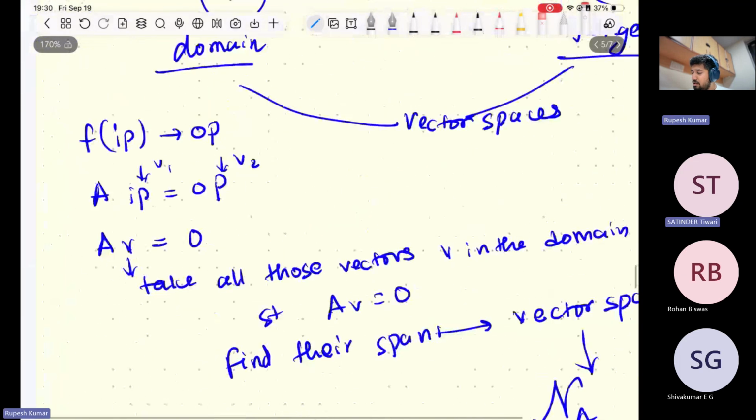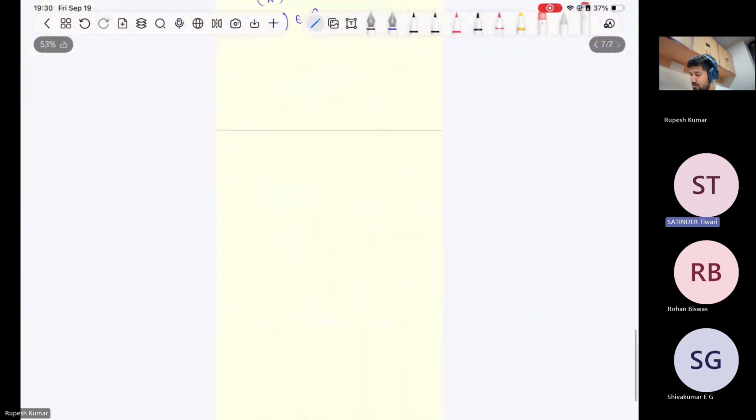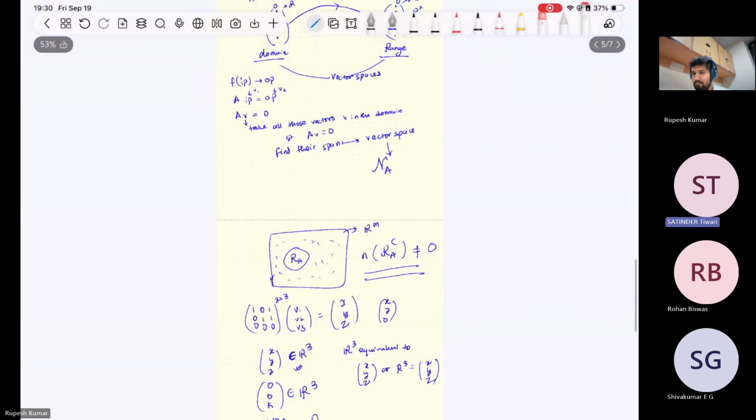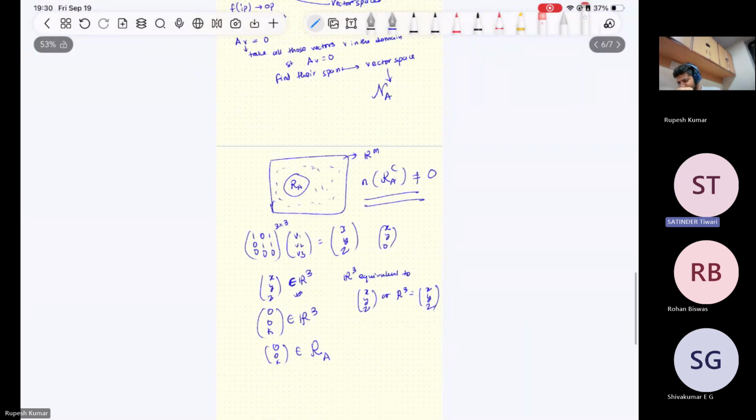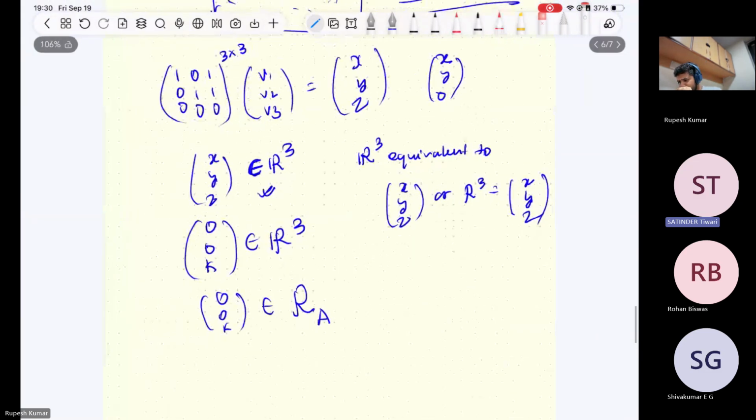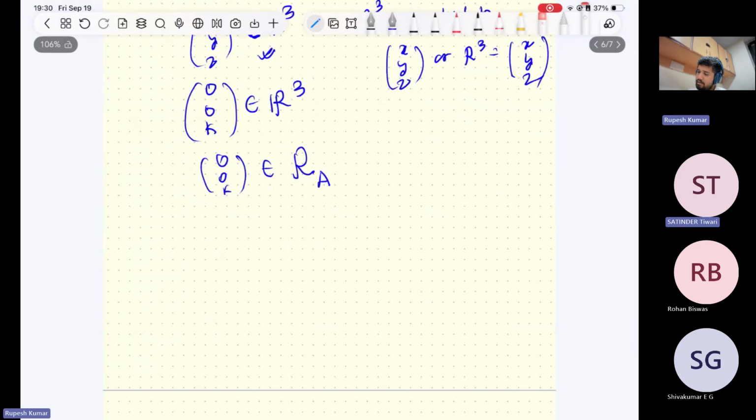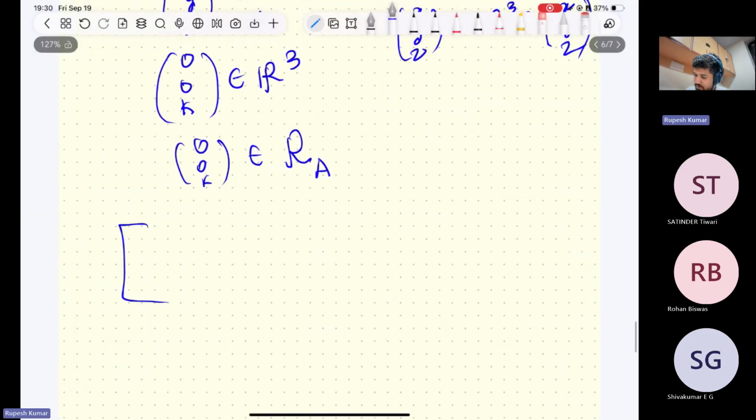Sir, we have taken a square matrix, 3 cross 3. Can we take something like a 4 cross 3 matrix with what you have explained? Yeah, we can always take 4 cross 3 matrices. That's what I was going to explain now.